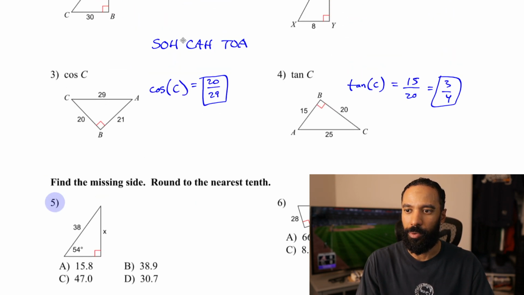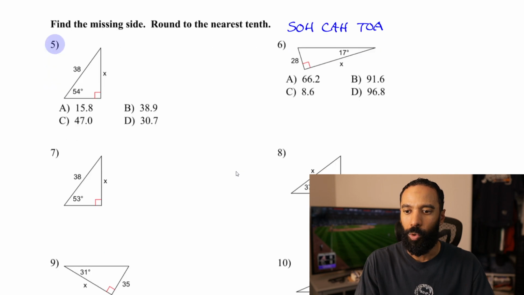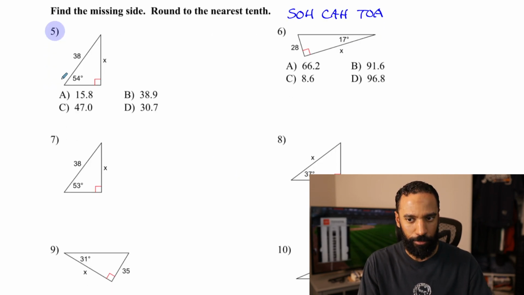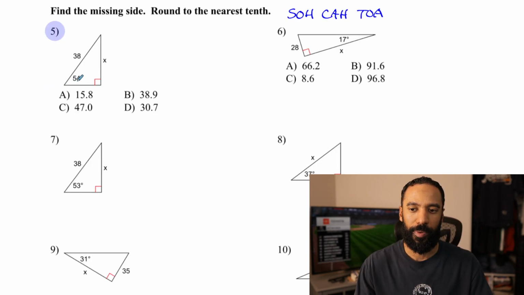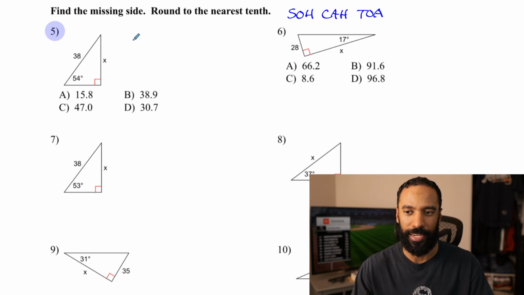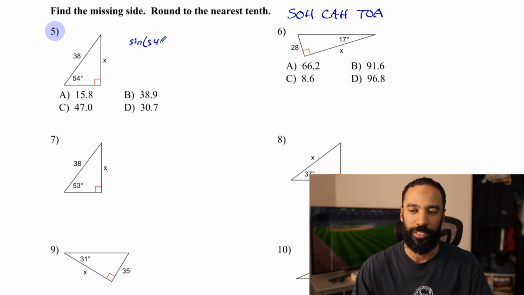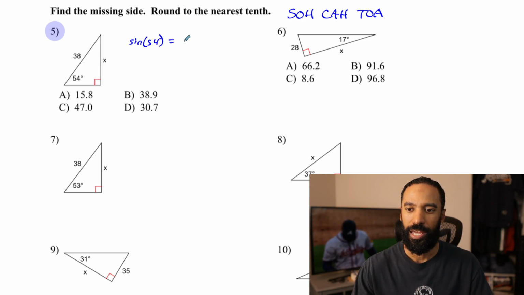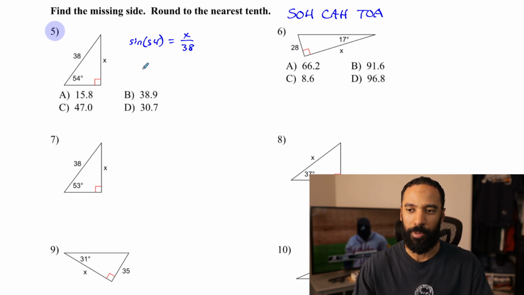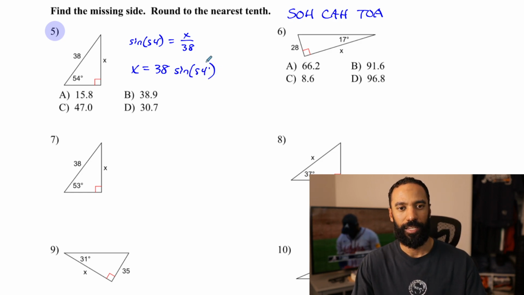So in terms of SOHCAHTOA, what you want to do is recognize which parts you have or are looking for with respect to your angle. With respect to my angle of 54 degrees, x is opposite, 38's hypotenuse. Opposite hypotenuse, I want to use sine. The sine of 54 degrees equals x over 38. Now I want to solve for x by multiplying both sides by 38, and I guess x equals 38 times the sine of 54 degrees. This is an exact answer.